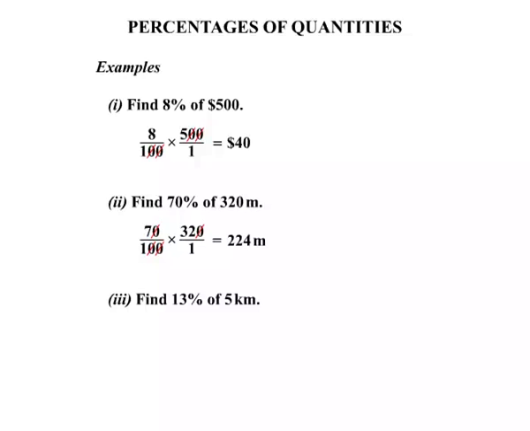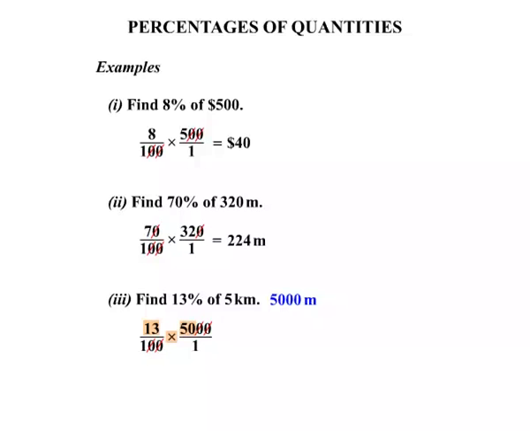In question 3, we need to find 13% of 5 kilometers. So 13% can be written as 13 over 100. Now the 5 kilometers, we can consider as being 5,000 meters. So we're going to times it by 5,000 over 1. One of the reasons we did that is because those 2 zeros on the top can cancel out with those 2 zeros on the bottom.